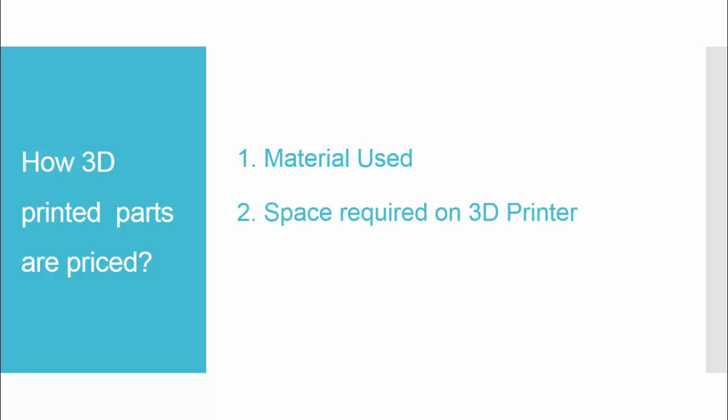3D printing services such as Shapeways typically price 3D prints depending on number 1, material used, which is the amount of material required to produce the 3D print. Number 2, space required on the 3D printer, and number 3, labor cost. Now let's see one by one how these factors affect 3D print price and how to optimize them for low cost 3D printing.